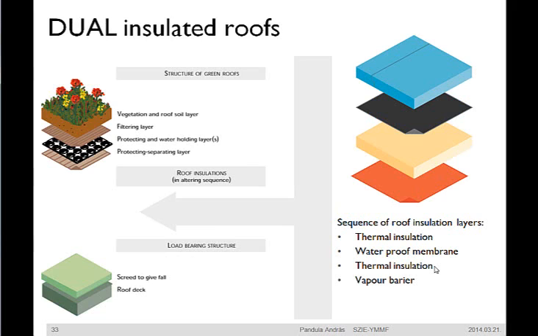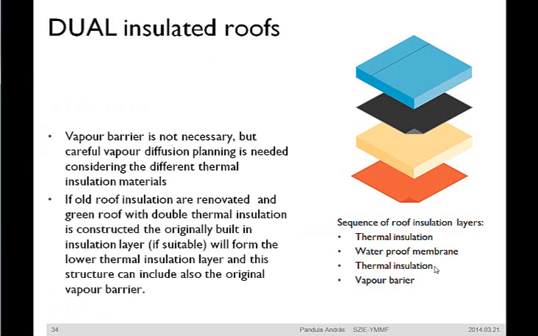In case of dual insulated roofs, we can find thermal insulation material below and over the waterproofing membrane. In case of dual insulated roofs, a vapor barrier is not necessary, but careful vapor diffusion planning is always required. Dual insulated roofs are very common in case of renovation.